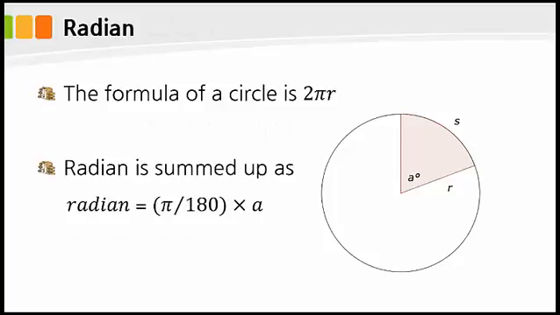The formula to find the circumference of a circle is 2 pi r. When the general angle is 360 degrees, the length of an arc is 2 pi r. The radian is 2 pi r divided by r, simply 2 pi. When the general angle is alpha degrees, the value of radian is 2 pi multiplied by alpha divided by 360. The general formula to find the value of radian is summed up as radian equals pi divided by 180, multiplied by alpha.